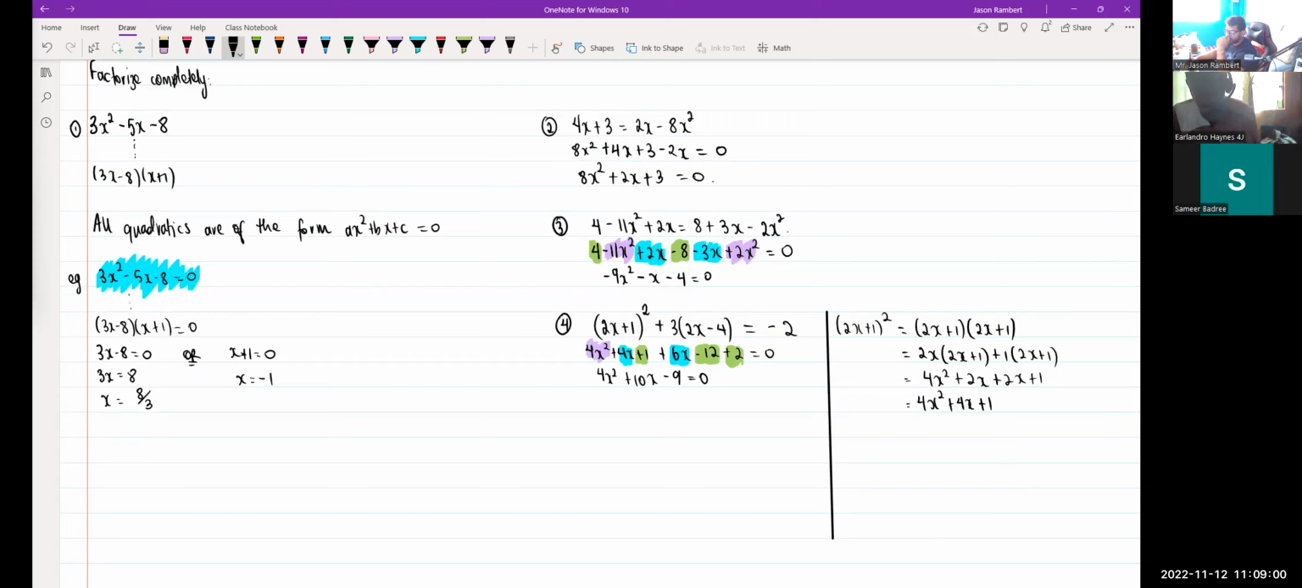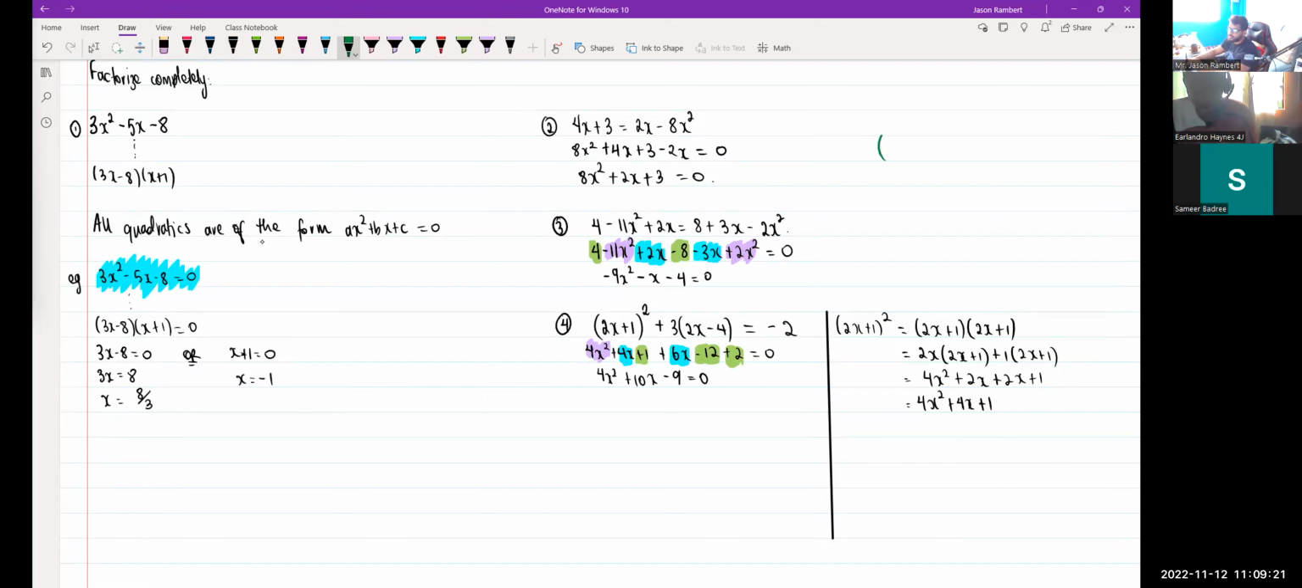4x squared plus 10x minus 9 is 0. All right. Good. So I see only one of you all didn't get correct for the answers I get. This is the shortcut to expand a square bracket, and pay attention if you want to know this, right?